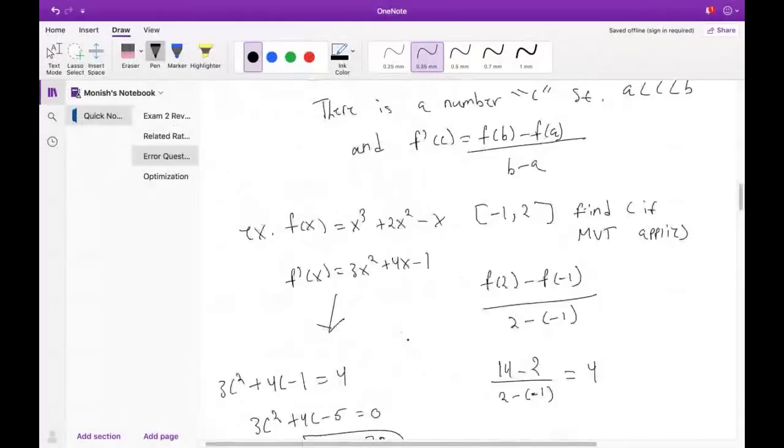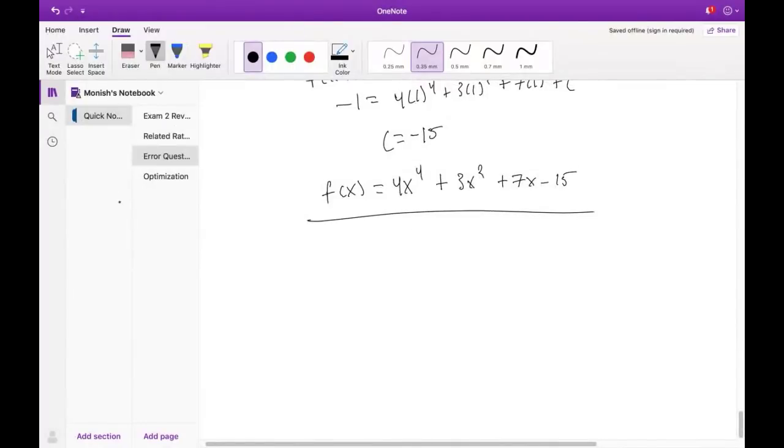MVT gives you global max, min, and first derivative and second derivative test give you local max, min. Yes, they both give you. Oh, MVT just tells you that the secant line and the tangent line will be the same at one point. So basically, I can show you an example, like with Rolle's theorem.